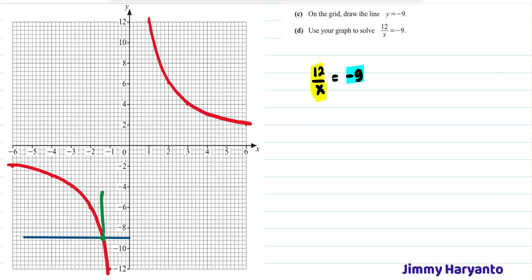As you can see, the value of the x is negative 1.4. So x equals to negative 1.4. So this is the solution of the equation.